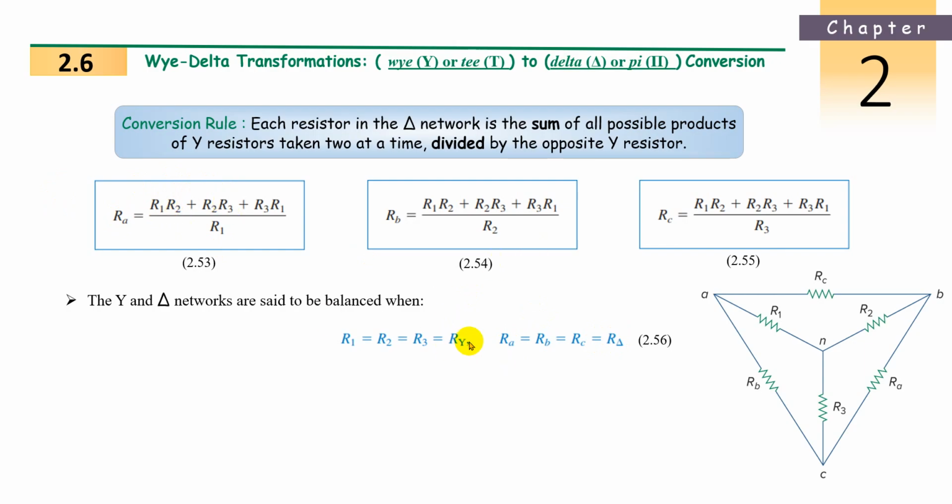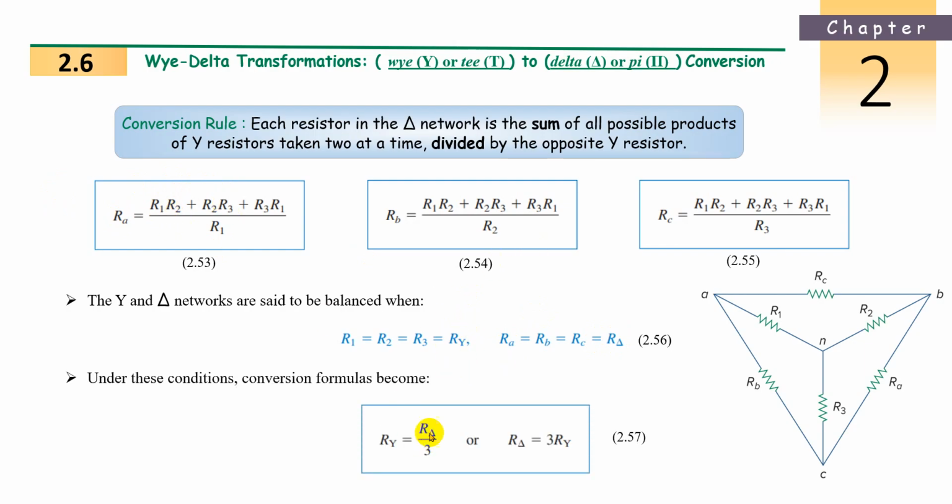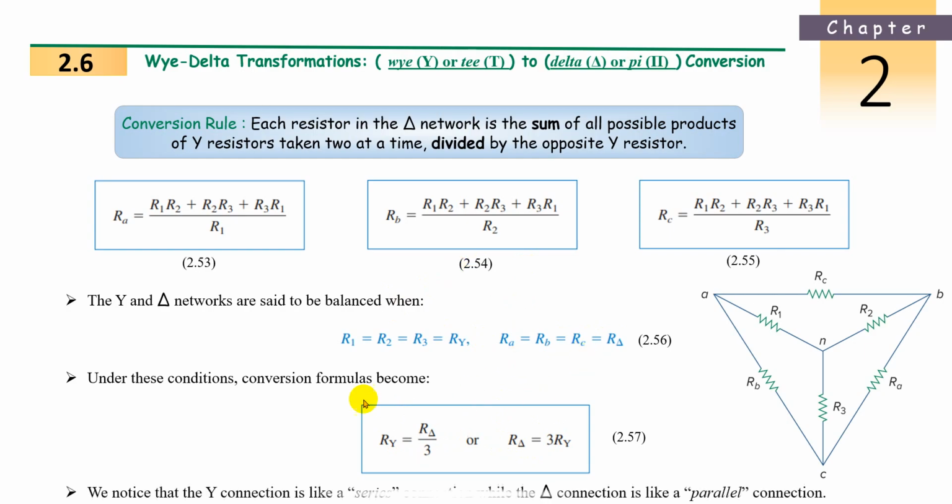Like this, if you substitute in the previous one also, R delta by 3 will come. So what we substituted here becomes R delta. R delta is nothing but 3 times RY. Now take the 3 to this side, then RY is equal to R delta by 3. Or you can substitute these values in the previous delta to Y transformation, and the same result will come. Generally, we can say Y connections are like a series connection and delta connections are like a parallel connection.